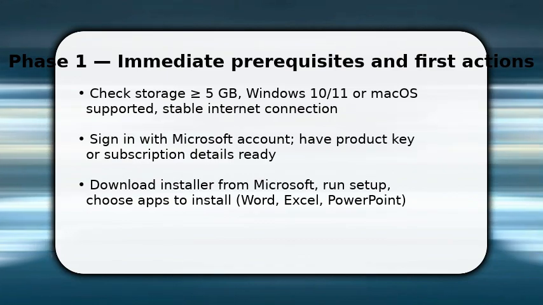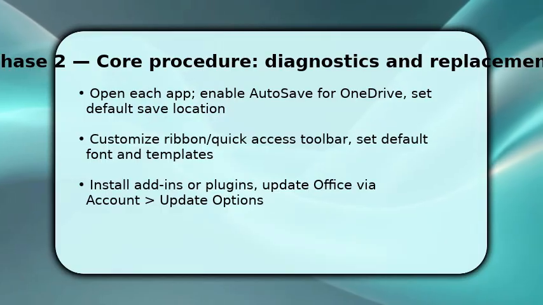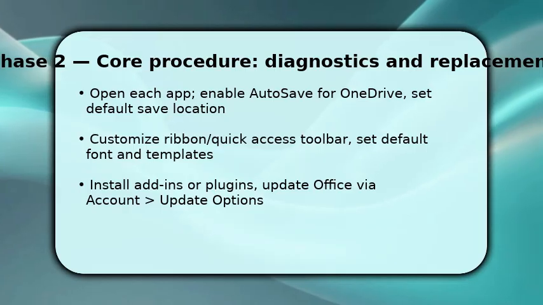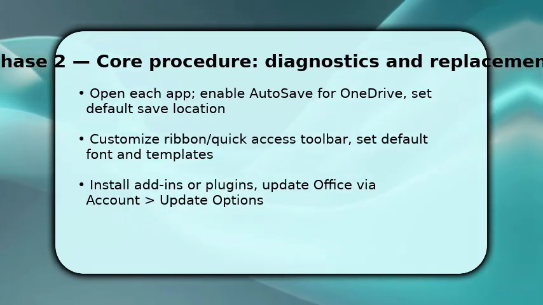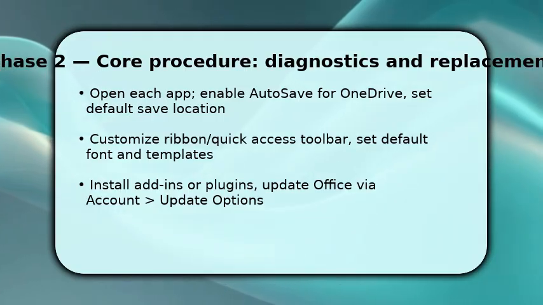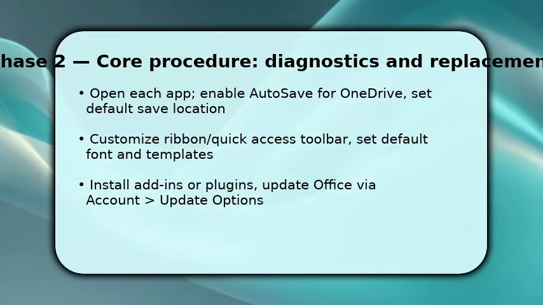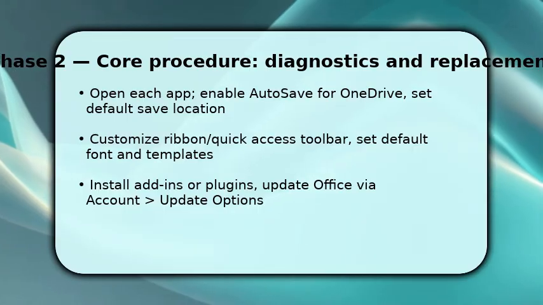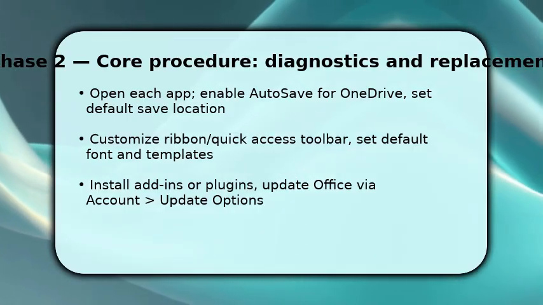Now open Word, Excel, and PowerPoint to configure how they behave. You should enable autosave to OneDrive if you want continuous backups. Otherwise, set this PC as default save location for offline work. Customize the ribbon and quick access toolbar to surface the tools you use most, and set a default font and template so new documents follow your style.